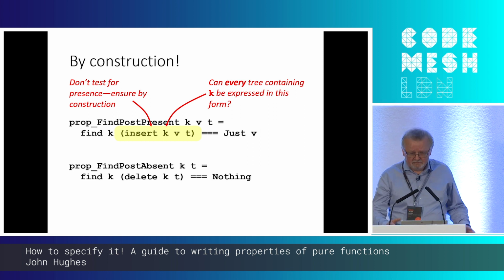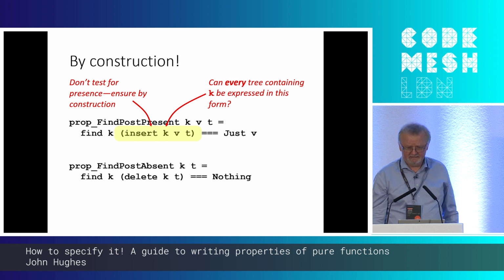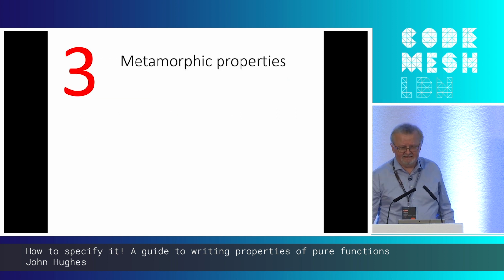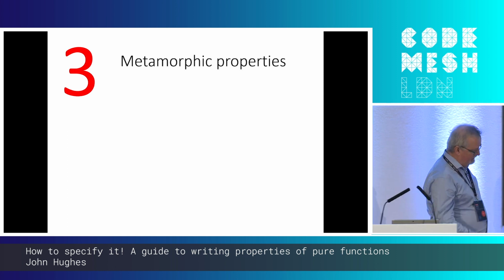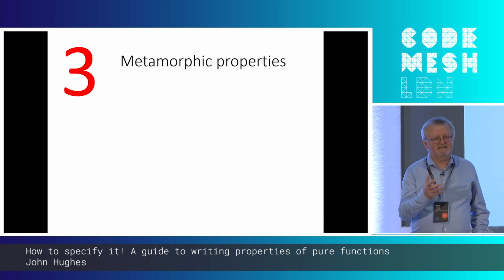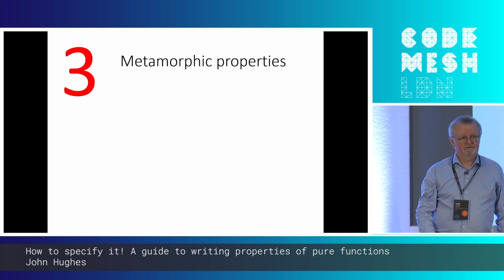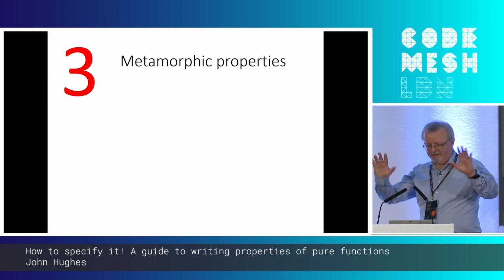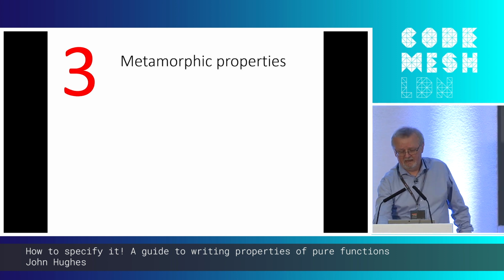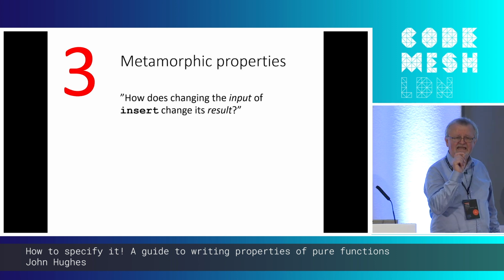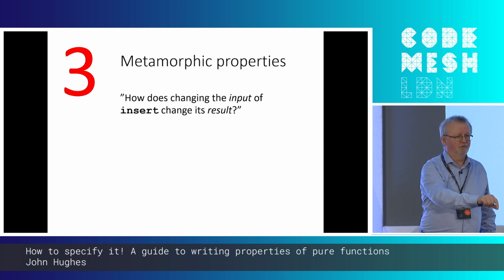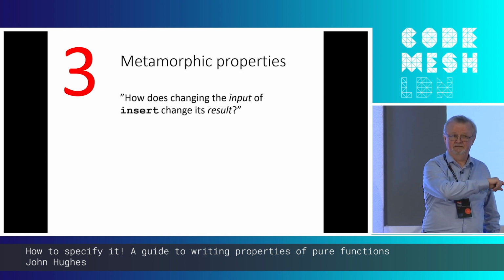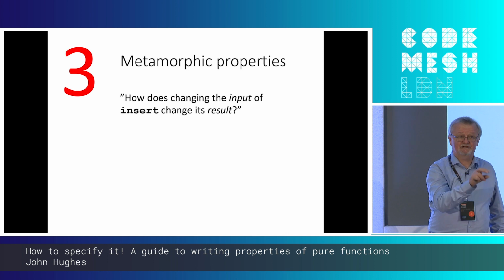Okay. Postconditions, they're useful. Here's a third idea, metamorphic properties. So the idea behind metamorphic testing is this. Maybe it's hard to predict what the result of a function should be, a function that we want to test. Okay, let's not do that. Maybe it's going to be easier to predict how changing the input to a function will change its result. That can be much easier than predicting the actual result itself.